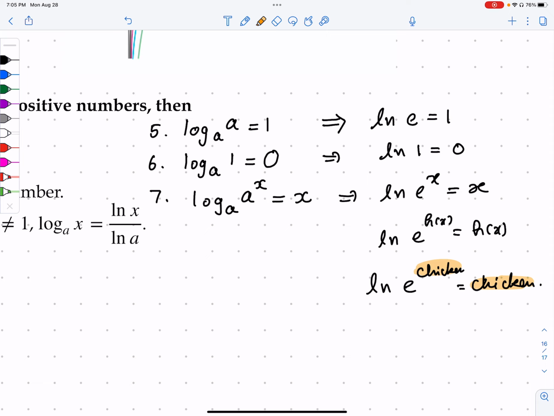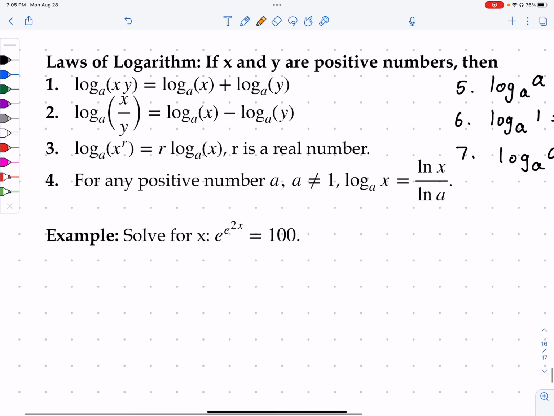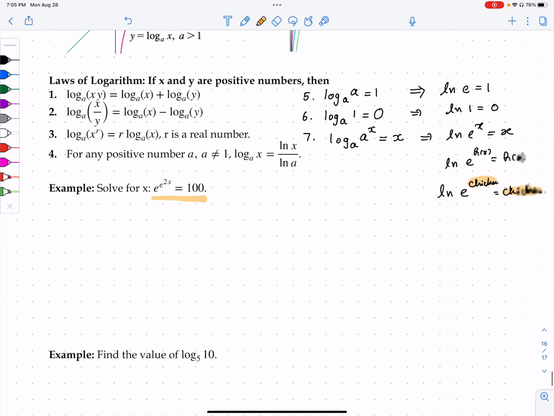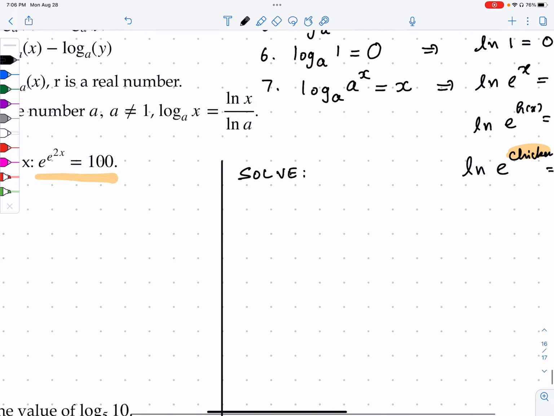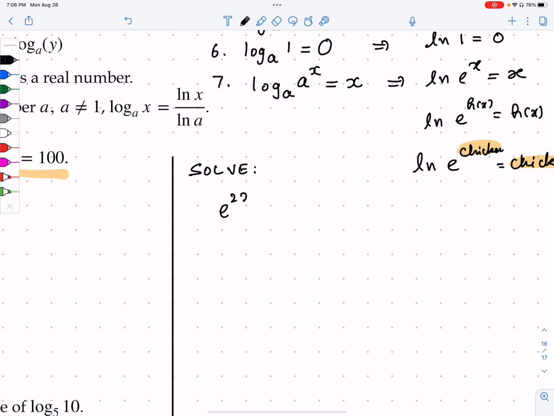I think we are ready to now solve these problems. Before we solve, let's take a step back and solve an easier problem, and then we will come back to this guy. So let's take a look at this problem. Let's solve e to the 2x is equal to 5. How do we solve this problem?